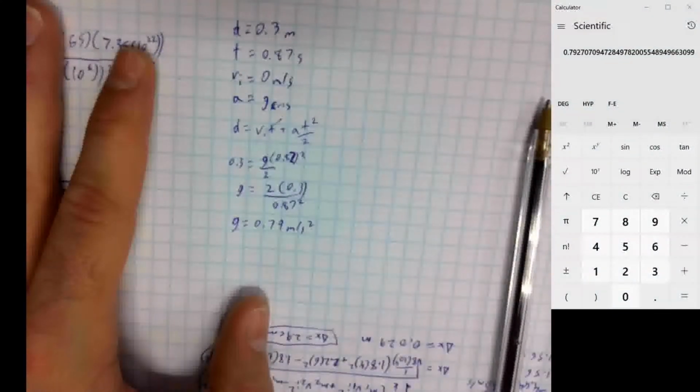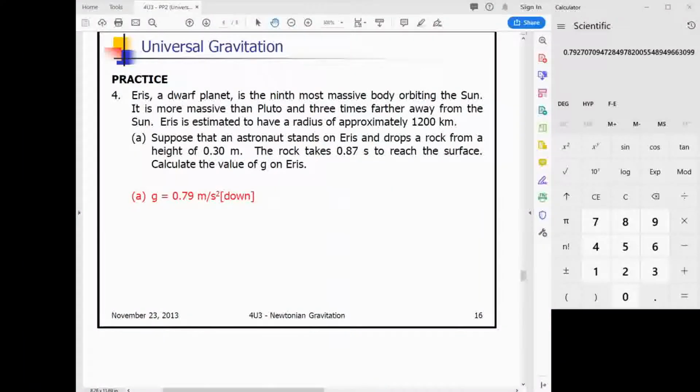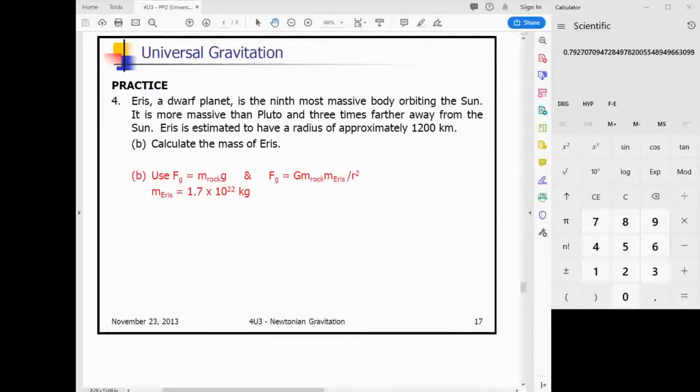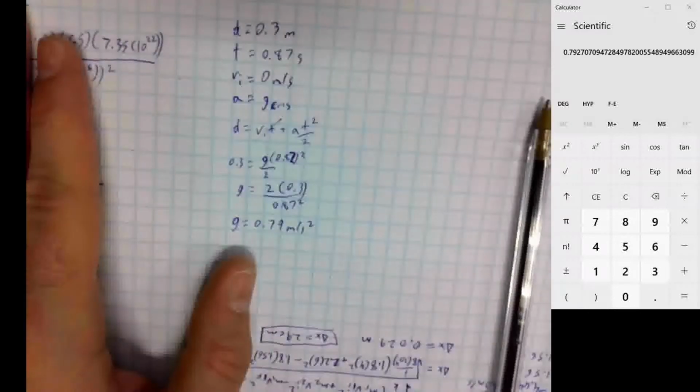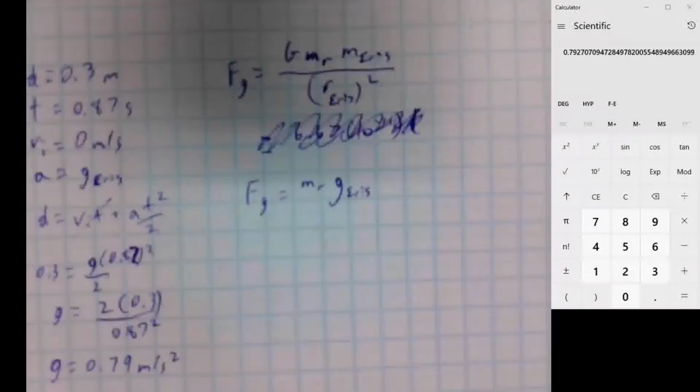The second part of this problem asks us to calculate the mass of Eros. So this is rather interesting. With that simple calculation of G, we can calculate the mass.